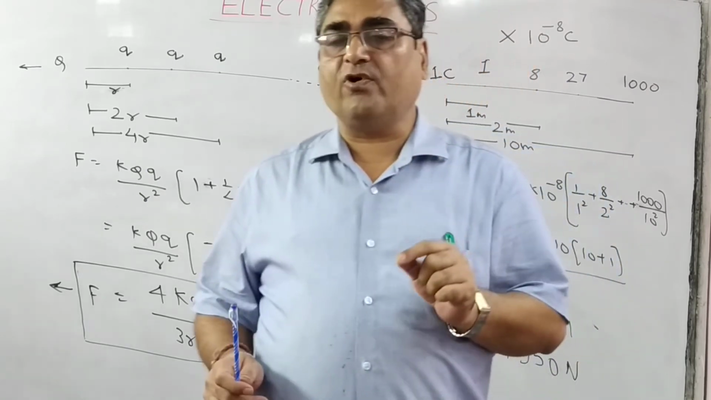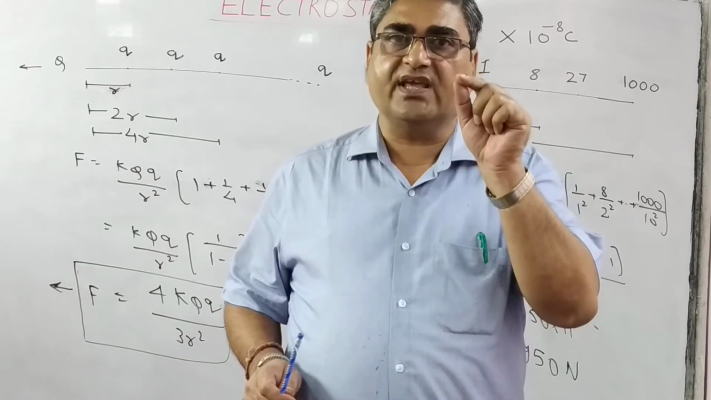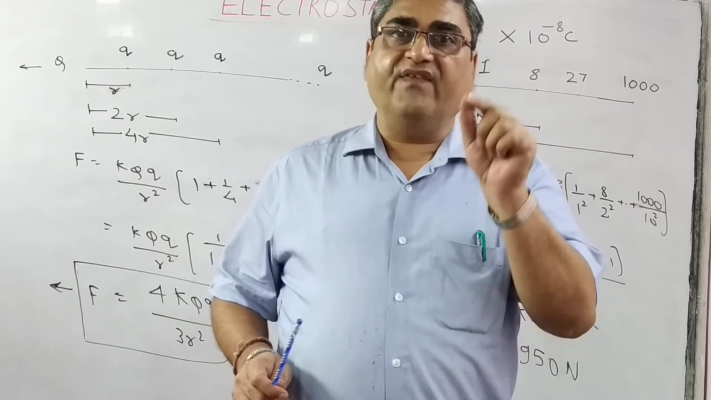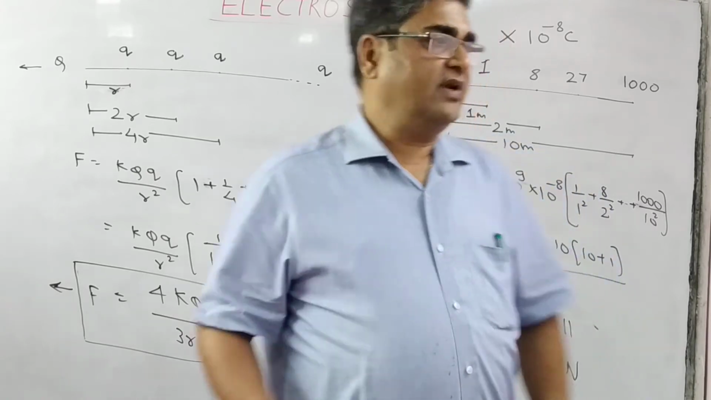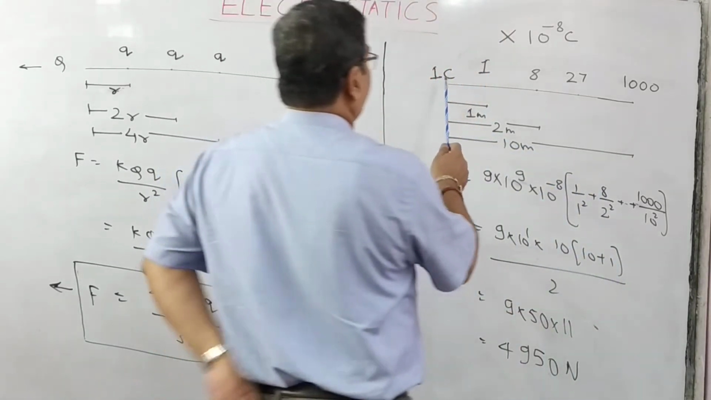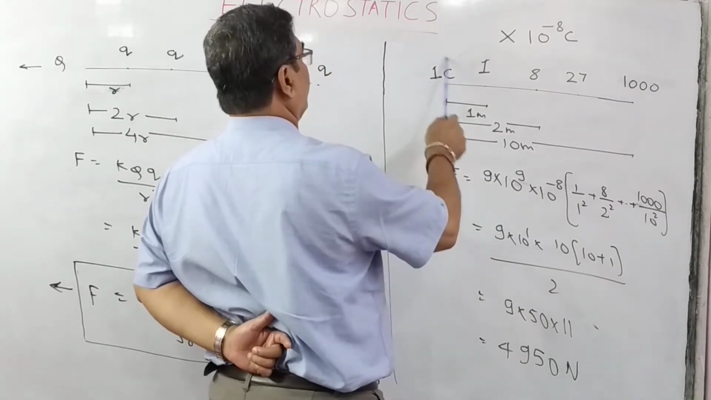charges are absent in the system. Okay, and what is net force? How do we calculate the net force? The net force or resultant force on the given test charge is equal to the vector sum of the forces due to all the charges present in the system. Let's see. Here we have to calculate the resultant force, net force or total force on 1 coulomb charge.